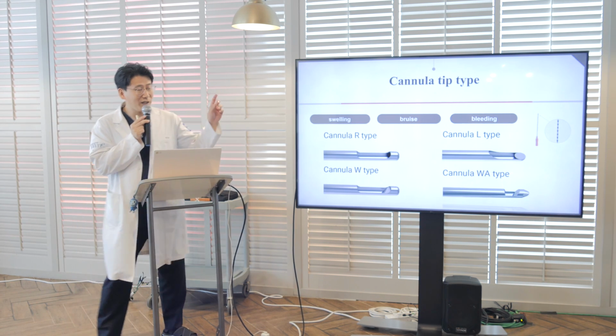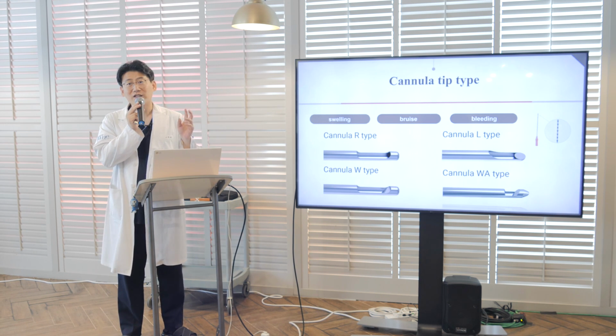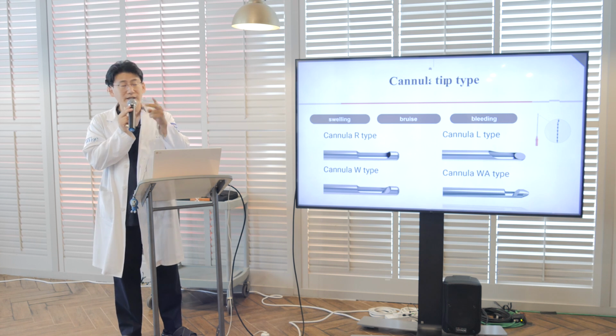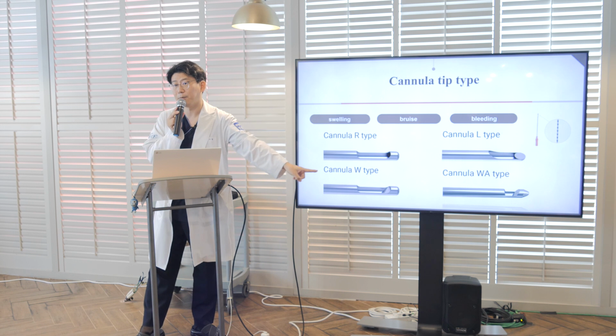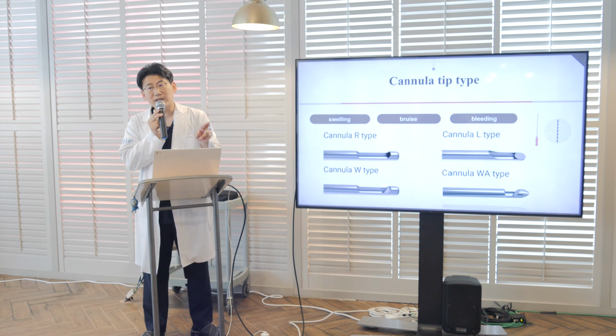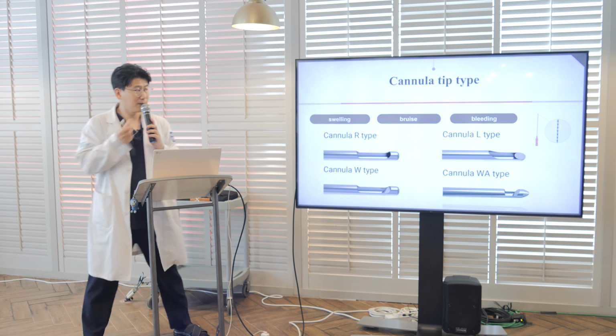Finally, with Cog Master Gear, there are two types of thread and two types of cannula, L-type and WA-type. So you should know the difference. I prefer WA-type because it's the most advanced one.